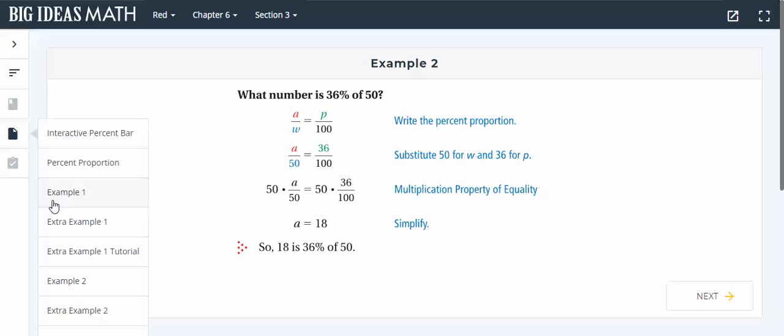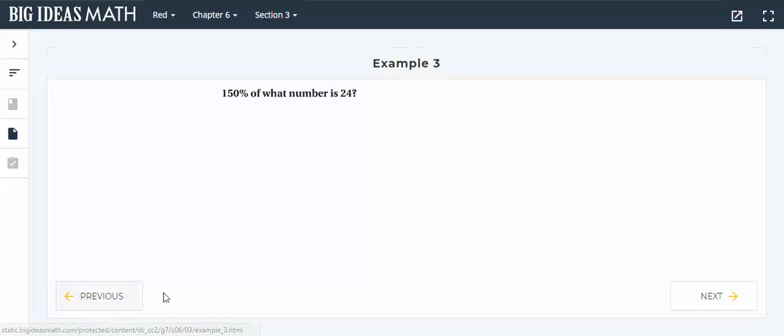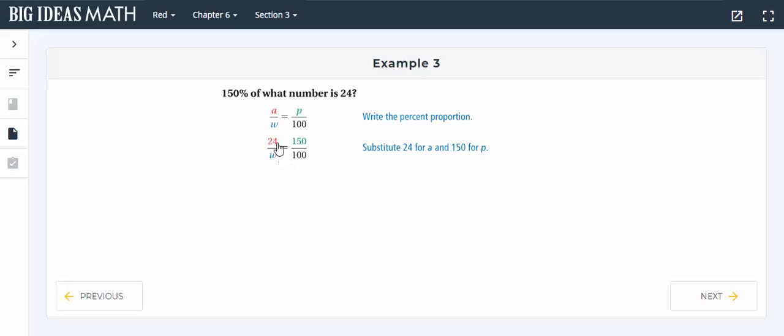And then one final example of this is if I have the percent of what number is 24. We're going to use the percent proportion again. My part to my whole, my percent to 100. This is the percent, so that's going to take the place of P. And then of what number, so we don't know the whole, but we know is 24. So the part is 24. The whole is what we don't know because the of is what we don't know. And then 150 over 100 because that's the percent.